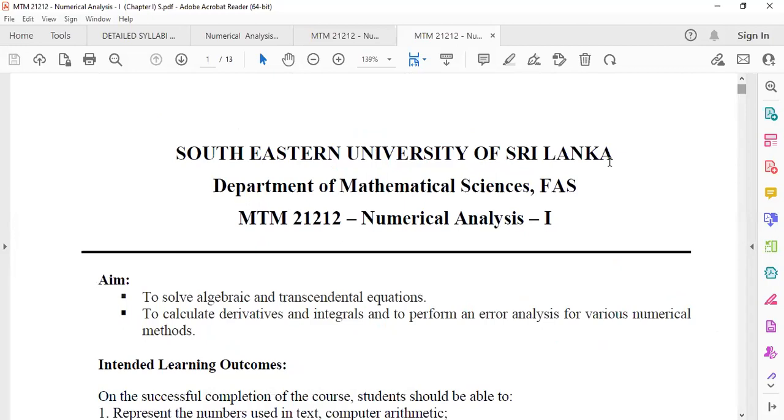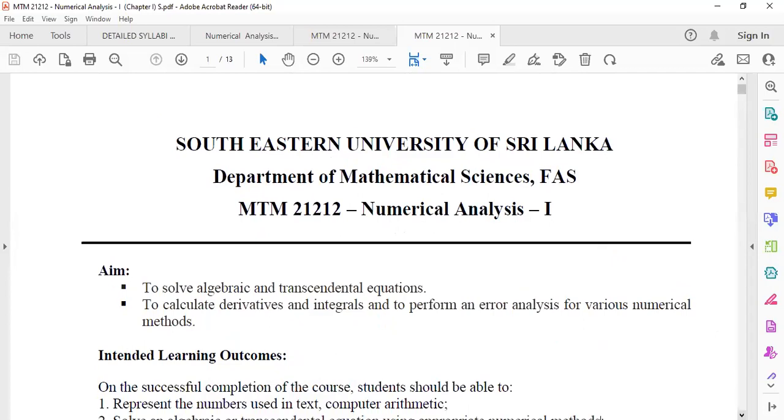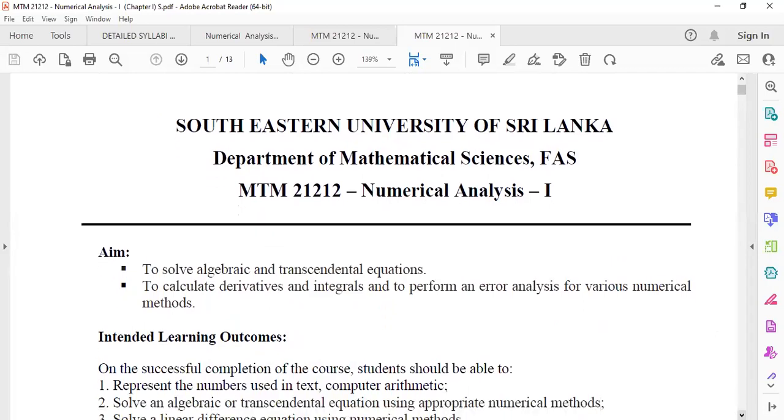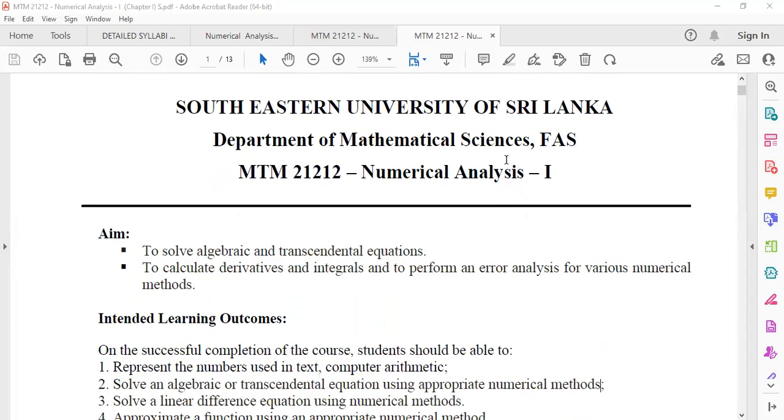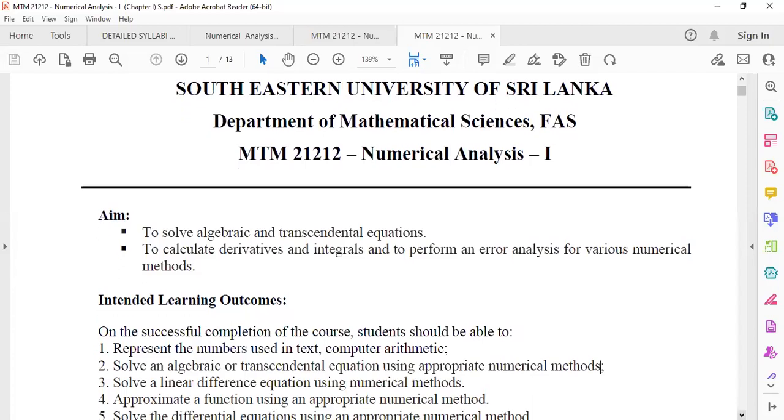First of all, this course is named Numerical Analysis One. There is another part which will come in later semesters. Let's see the aim of the course: to solve algebraic and transcendental equations, to calculate derivatives and integrals, and to perform error analysis using various numerical methods. We will pick these things up as we study.